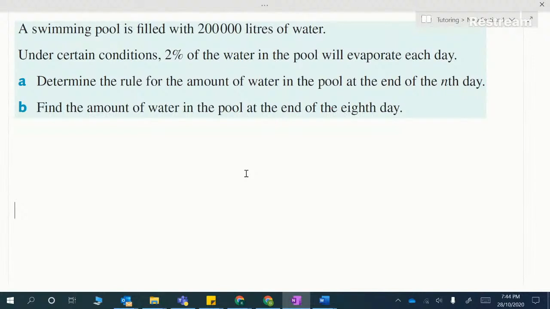Okay, so what I'll get you to do first, think about, is this growth or decay, and how would you know? Is it arithmetic or geometric? How would you know? And I'll get you to write the recurrence relation first, and then we'll write the general rule for the nth term after that. So have a quick go of that.